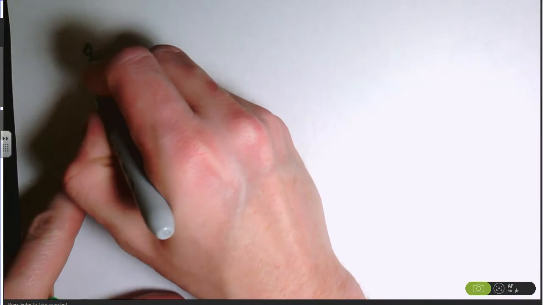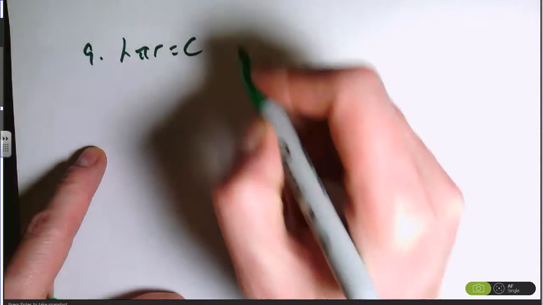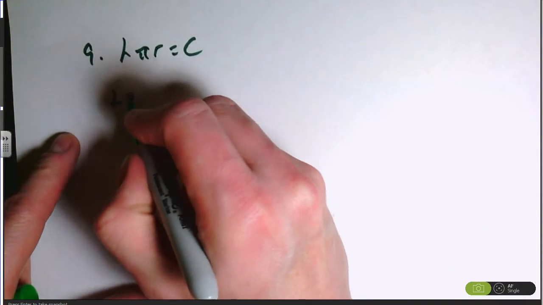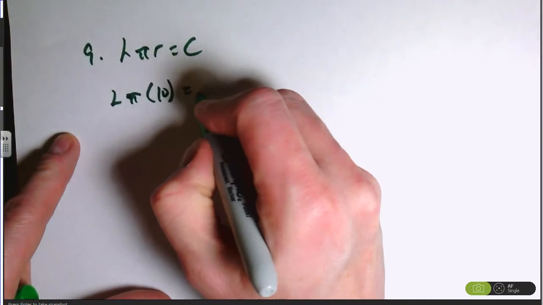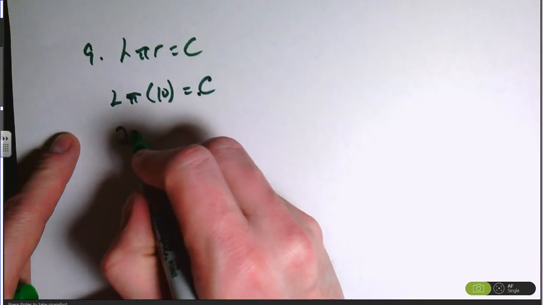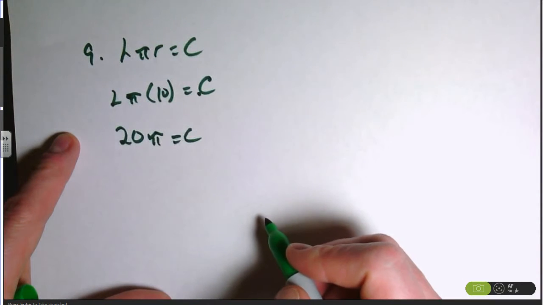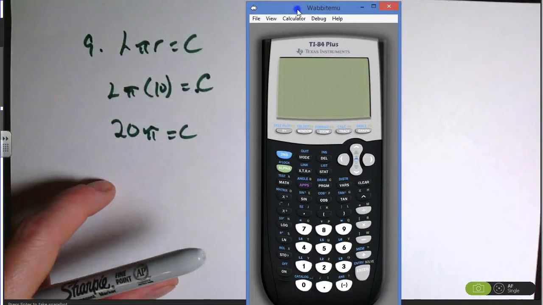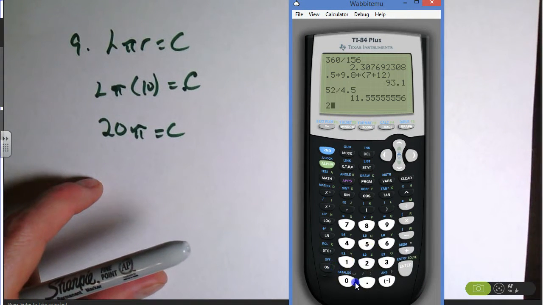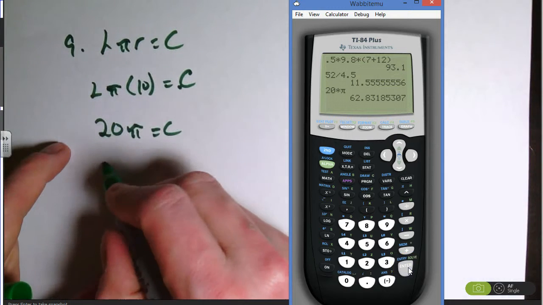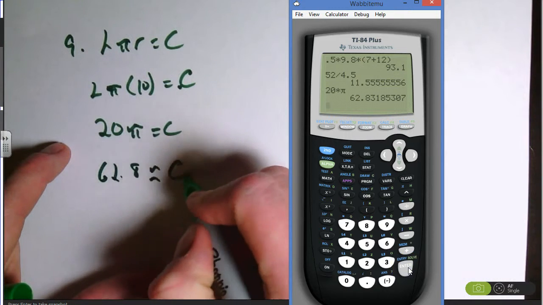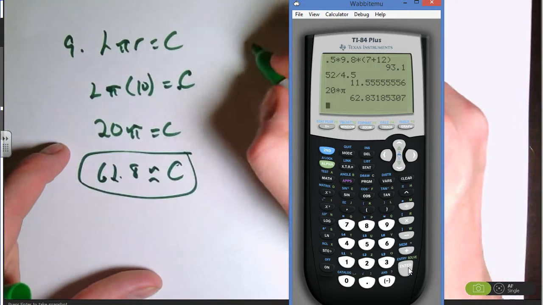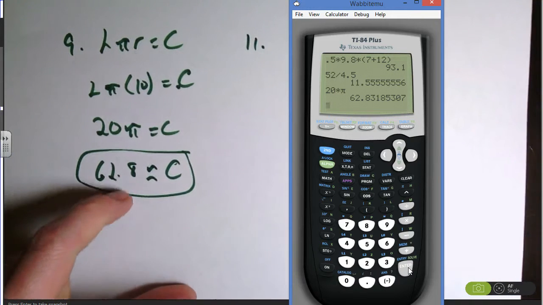Number 9, 2 pi r circumference, because the radius is what we have, and it's 10. Okay, so in terms of pi, it's 20 pi is the circumference, and then we get out our calculator, do 20 times pi if we want to get a decimal approximation, which is 62.8. Circumference.